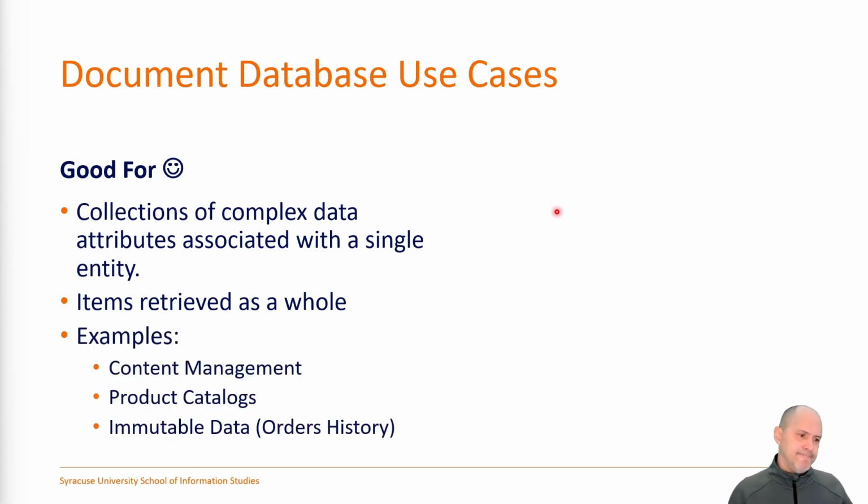What are some use cases? Content management systems, product catalogs, any kind of immutable data that's out there, like a history of orders. It's great for representing hierarchical and heavily nested data, like you could put a course catalog in a document database. That would be a great application of a document database in an academic setting. I don't know if I would want to put registration data in there so much, but once the registrations are immutable, like the semester's over or the grades have been posted, you could store that in document form if you want.